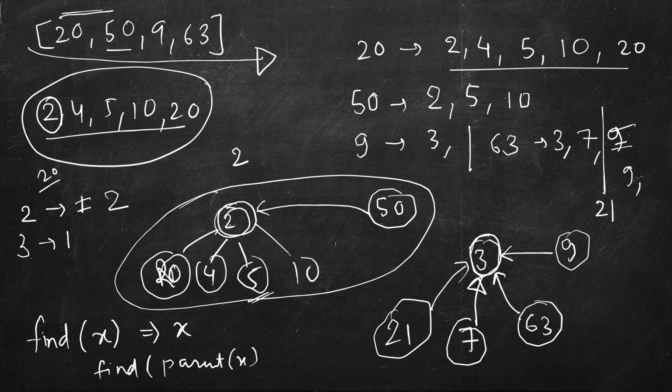Then 63. Its parent is 3. So this key is already present, so we increase it, and it's 2. And we have iterated this list. Now the max among them is 2, so we can return 2 here. So this is the essence of this algorithm and how we can apply union find for this problem.